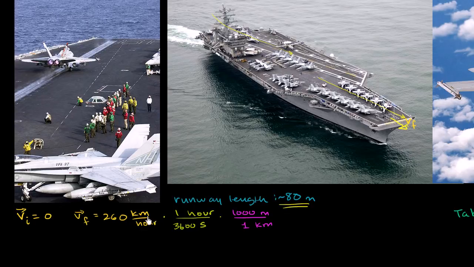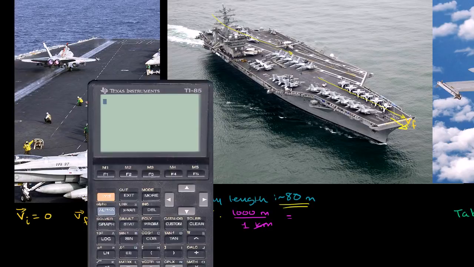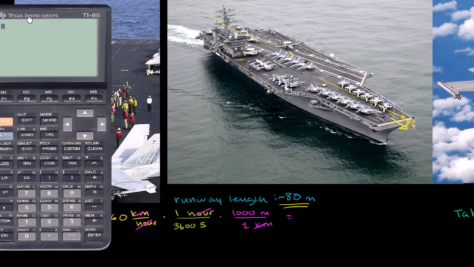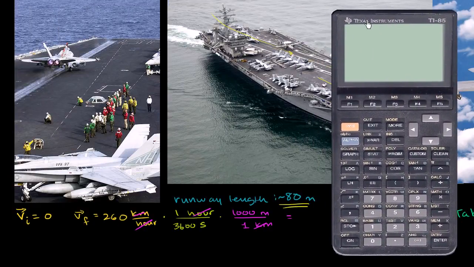If I can go a certain number of kilometers in an hour or a second, I should be able to go many more meters in that same amount of time. And that's why we're multiplying by 1,000. But you multiply these out, the hours cancel out, the kilometers cancel out, and you have 260 times 1,000 divided by 3,600 meters per second. So let me get my trusty TI-85 out and actually calculate that. I have it over here.